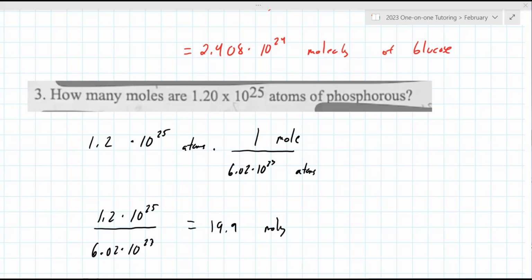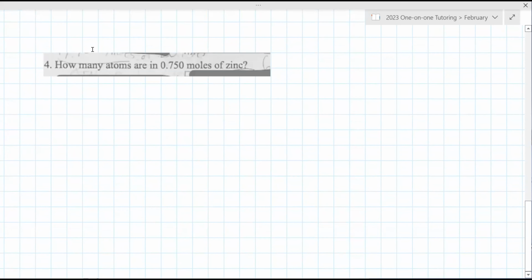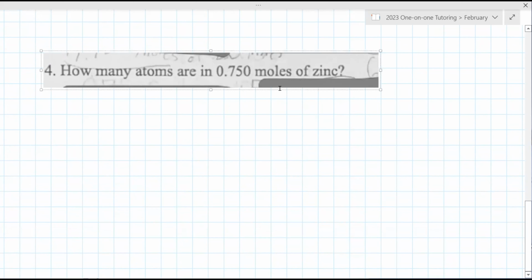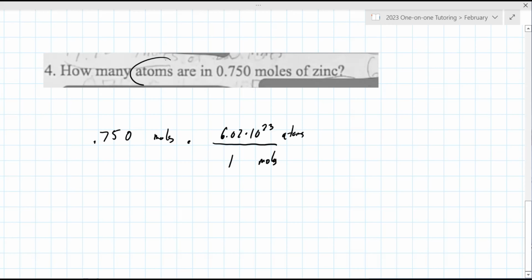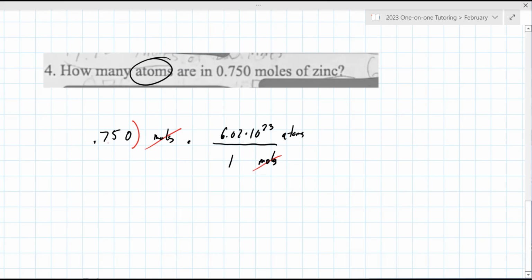The next one is how many atoms are in 0.75 moles of zinc. We haven't needed the periodic table yet. We will in the next part, but for now, again, just start with the given quantity, 0.750 moles, and then you put moles on the bottom, and 1 mole is 6.02 times 10 to the 23rd atoms. So this time you're just multiplying the 0.750 times the 6.02 times 10 to the 23rd atoms.